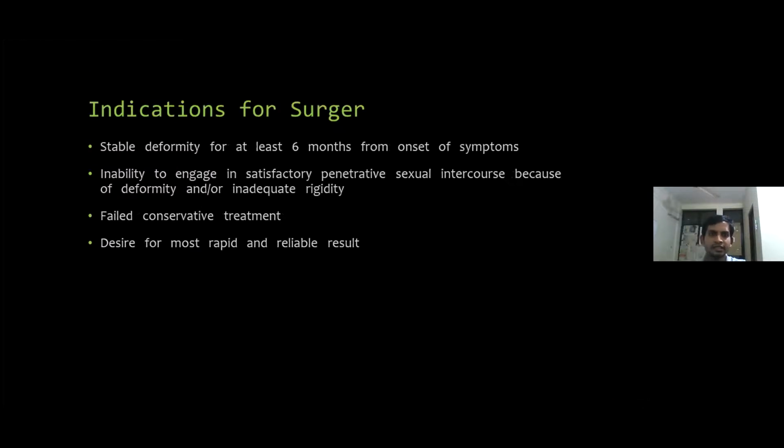Peyronie's disease. Indication for surgery: the patient should have stable disease. We have to wait at least 6 months and ensure that the patient doesn't have any pain, the curvature should be stable, and it should affect the patient's sexual intercourse. With this indication, we can go for surgery.